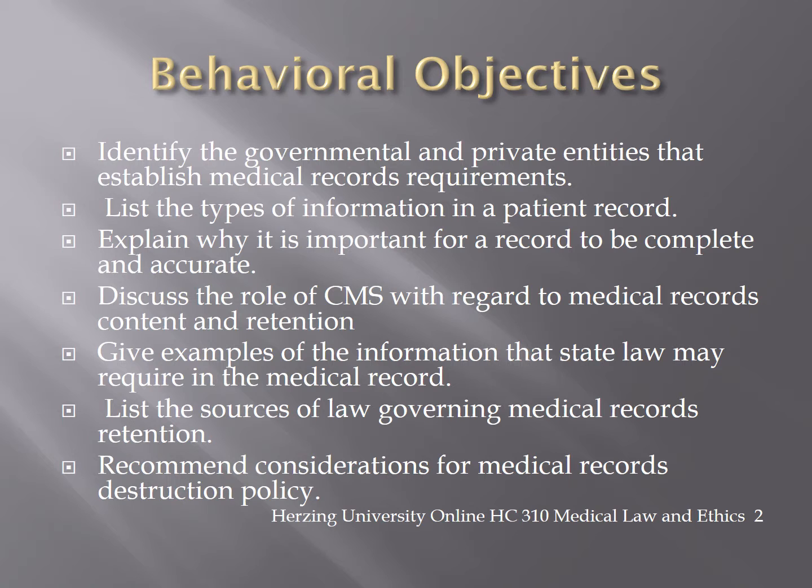Behavioral objectives. You should be able to identify at the end of this unit the governmental and private entities that establish medical records requirements. You should also be able to list the types of information in a patient's record. As well, explain why it is important for a record to be complete and accurate. Discuss the role of the Center for Medicare and Medicaid with regard to medical records content and retention.